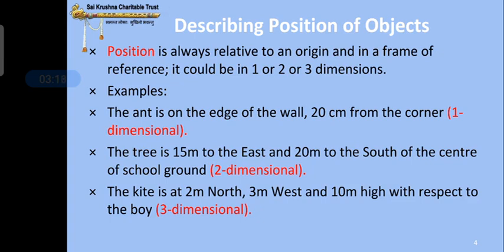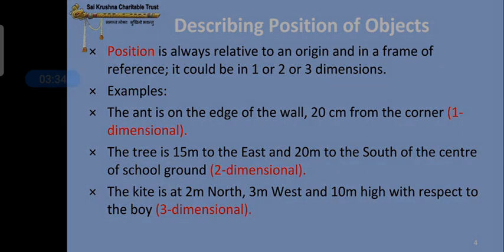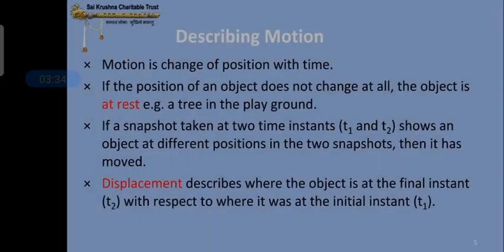And when coming to the 3 dimensional, the kite is at 2 meter north, 3 meter west and 10 meter high with respect to the boy. So here in 3 dimensional, the kite position is defined. Therefore, it is an example for 3 dimensional.